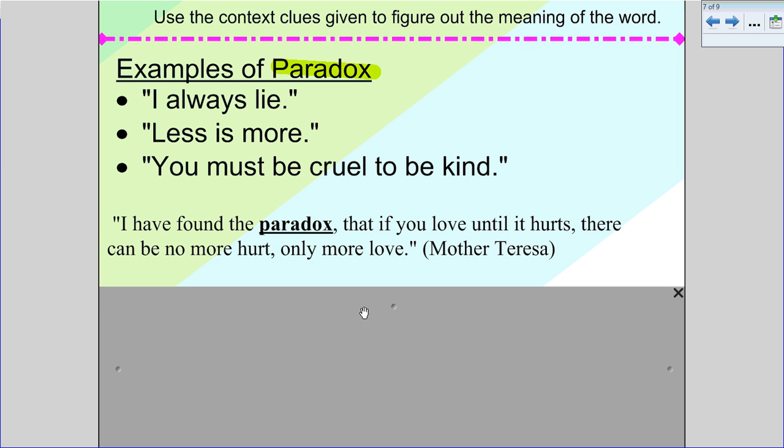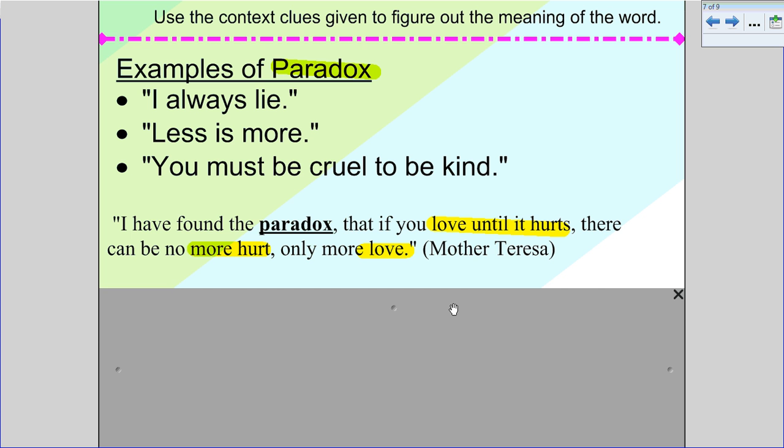Here's another example of a paradox. I have found the paradox that if you love until it hurts, there can be no more hurt, only more love. Is it possible to love until it hurts, and then when you do that, there's no more hurt, but only love? Those ideas don't seem to make sense with one another.